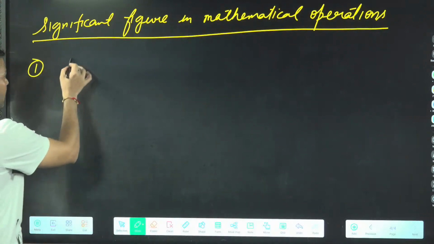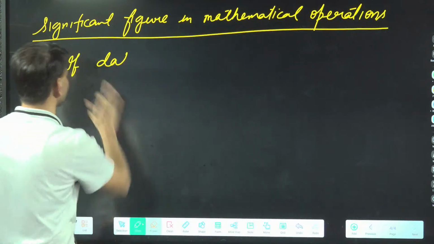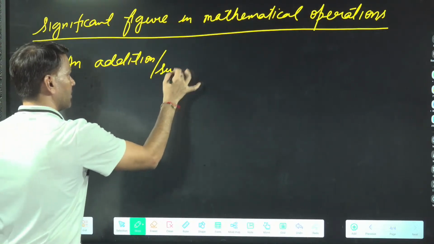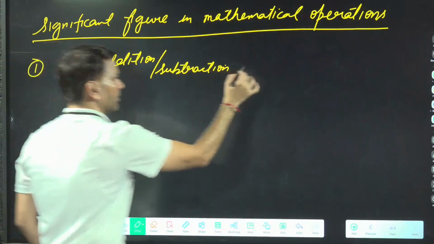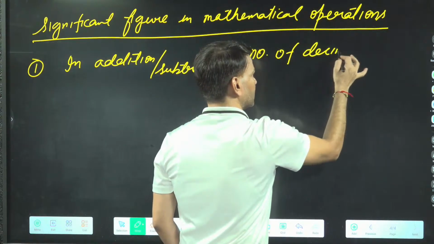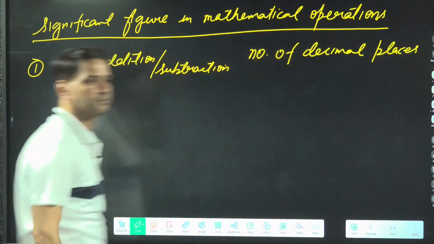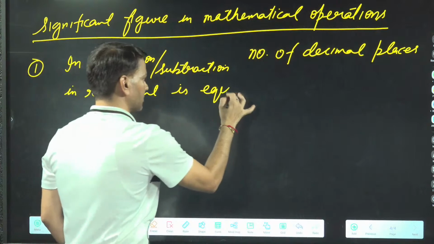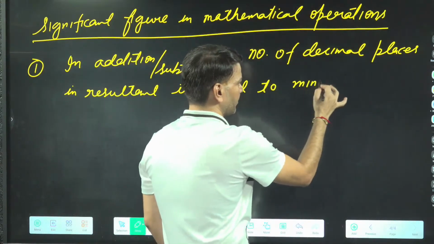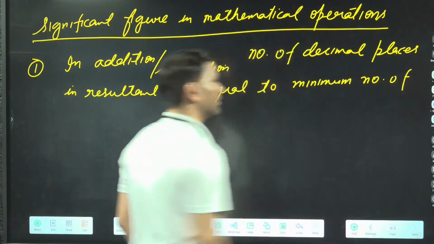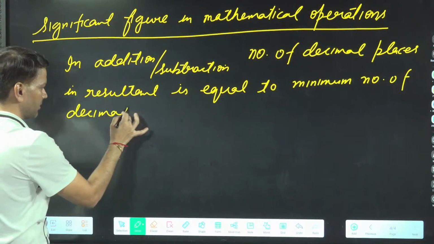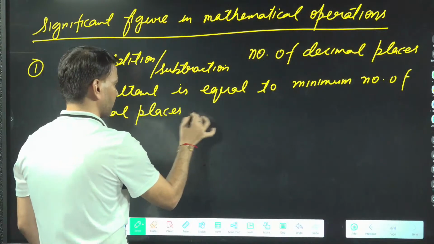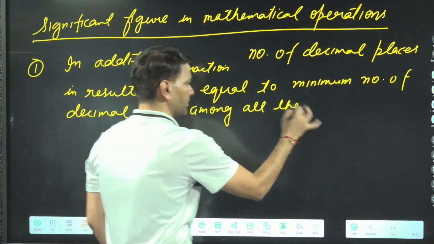So I am writing here: in addition or subtraction, the number of decimal places in the resultant is equal to the minimum number of decimal places among all the numbers.